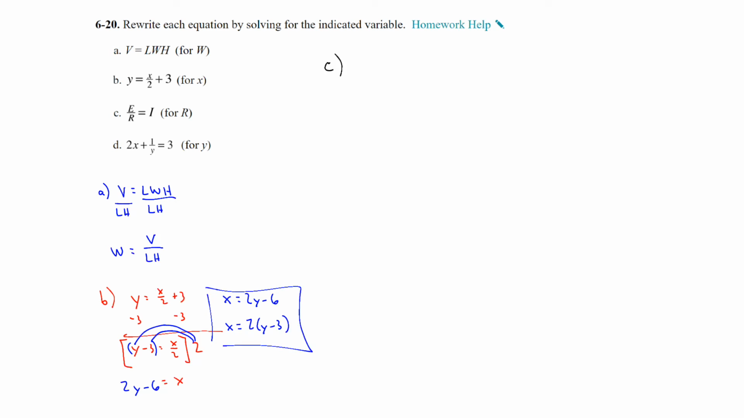C. E divided by R is equal to I. We're going to solve for R. Now R is in the denominator, so we need to undo that. So E divided by R, we're going to multiply by R to both sides. That way the R cancels. Now it doesn't solve for R, but it at least gets it out of the denominator. Now to solve for R, we can divide both sides by I. So R is equal to E divided by I.